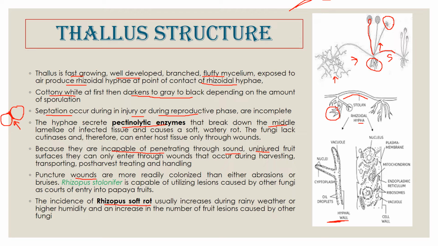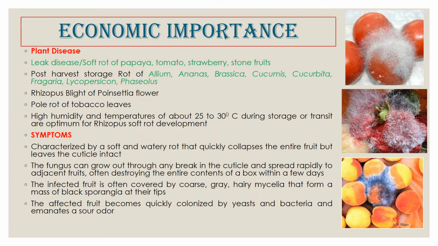And one important thing about this Rhizopus is that it can even grow in very acidic conditions, which means that if a certain yeast or bacteria is already growing in a fruit and has created acidic conditions, or any organism has already caused rot or damage, that fruit can again be attacked by this Rhizopus. Now, the economic importance of Rhizopus stolonifer.